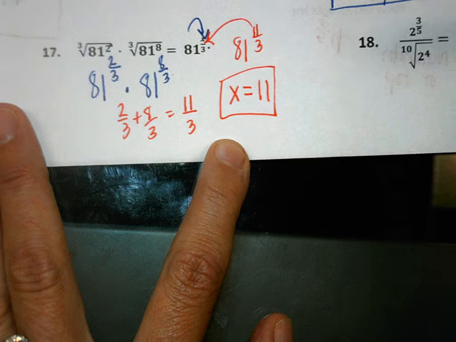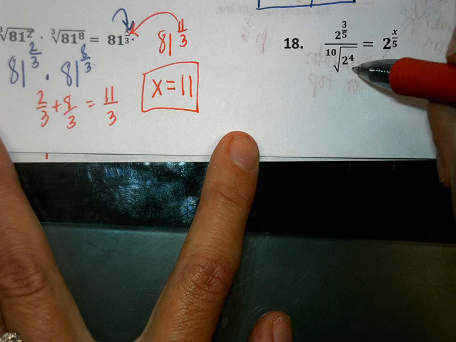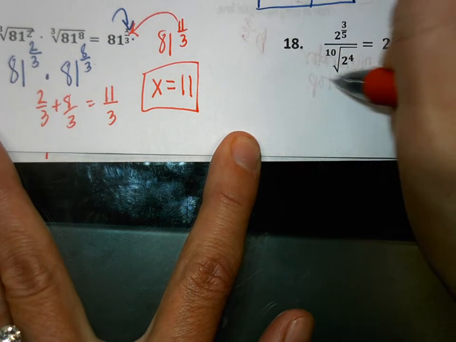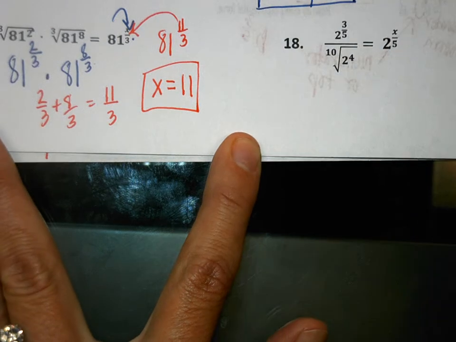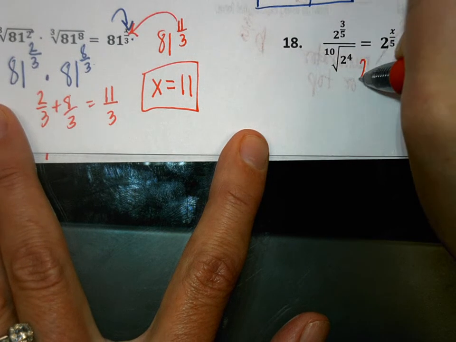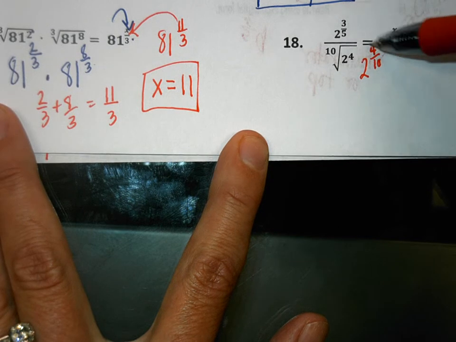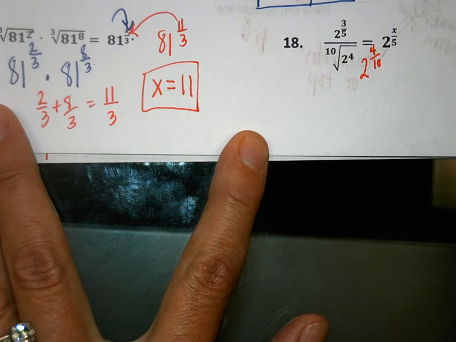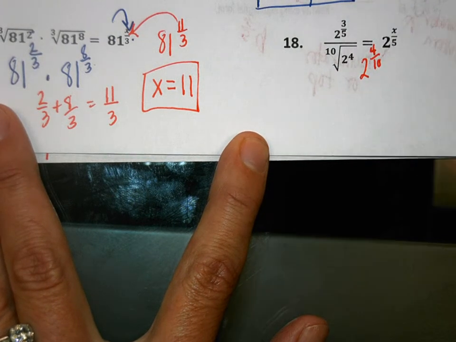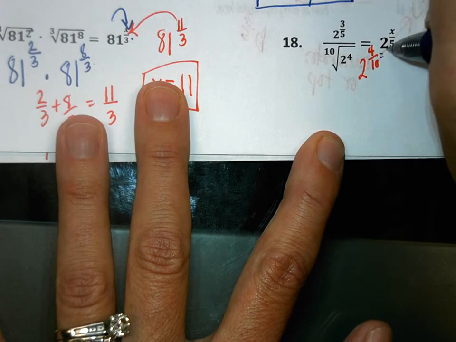Okay, 18. We have 2 to the 3/5, and here I have 2 to the 4th with an index of 10. So I'm going to start by changing this so that it is in exponential form, okay? And so that means this would end up being 2 to the 4/10, because 4 is my exponent and 10 is my root number. Now I notice all of these have denominators of 5. And looking at this, I could actually reduce it to have a denominator of 5. And 4/10 you can reduce by 2, and you get 2/5.